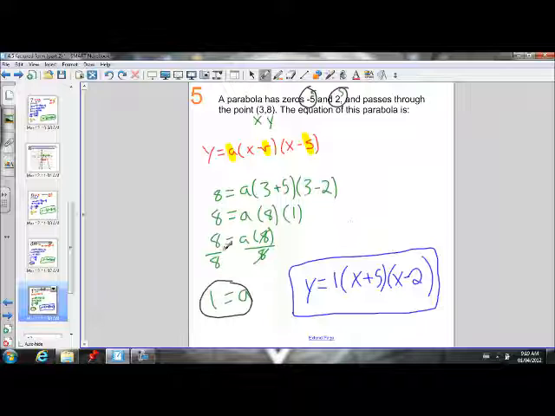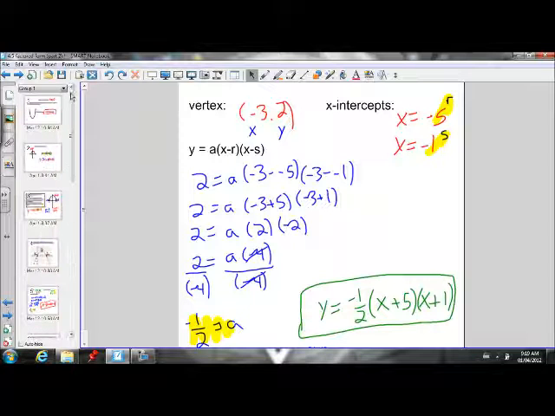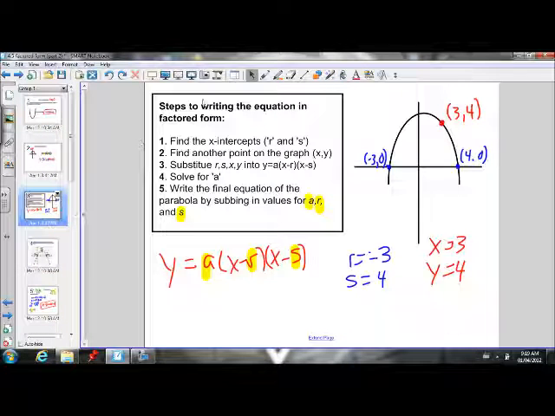Okay, that's it. So just quickly, let's go back and review our rules. So here are our rules. Steps for writing the equation in factored form: Find the x-intercepts. Find another point on the graph. Substitute your r, s, x, and y values into the factored form equation and solve for a. And then write your final equation, subbing in values for a, r, and s.